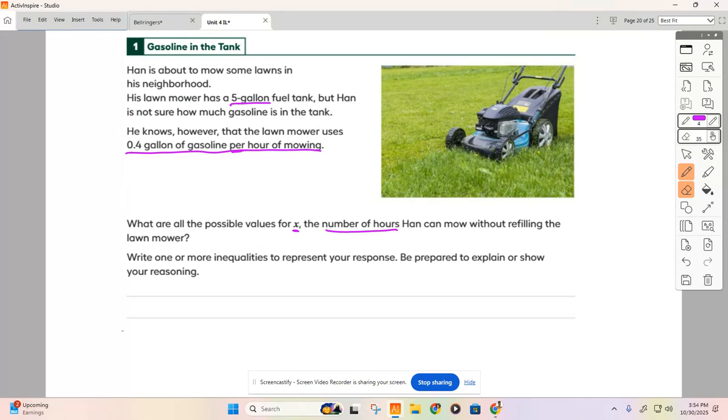So if I think about this, every hour he's using 0.4. So that is going to be my rate of change. So 0.4 times x is the amount of gas that he will use. And I know that this has to be less than or equal to 5 gallons. To solve, I do the opposite. Instead of multiplying by 0.4, I divide by 0.4. And I get 12.5.